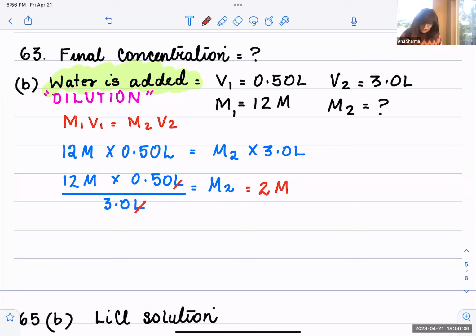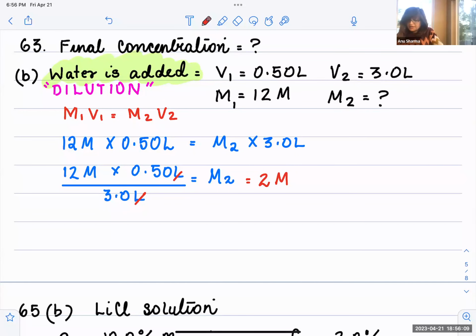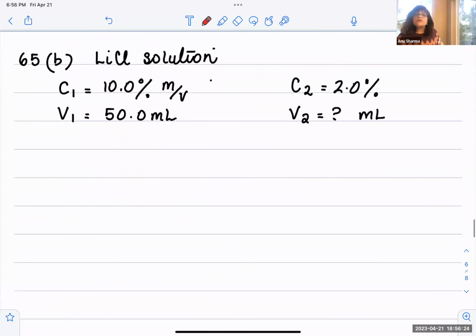Okay. The next question is also on dilution, but it uses a different formula, and that relates to concentration percentages. So here is the lithium chloride solution. The concentration of the more concentrated lithium chloride solution is 10%. The less concentrated, the diluted one, is 2%. So we took out 50 mL of this more concentrated solution of lithium chloride, transferred it into another container, usually a big Erlenmeyer flask, and then added water to it. So what is the final volume of this solution in milliliters?